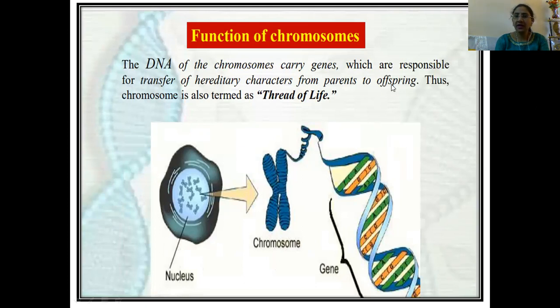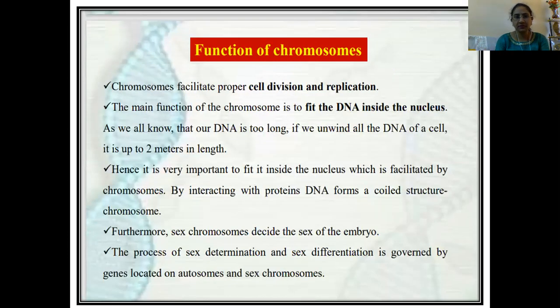As we all know, the chromosomes contain the DNA, and DNA, that is the deoxyribonucleic acid, is the main genetic material responsible for carrying the genetic information from one generation to another, from parents to offspring. So these are also called the threads of life. They are so important that the term has been given to the chromosomes as they are the threads of life. They are an essential part of any cell.